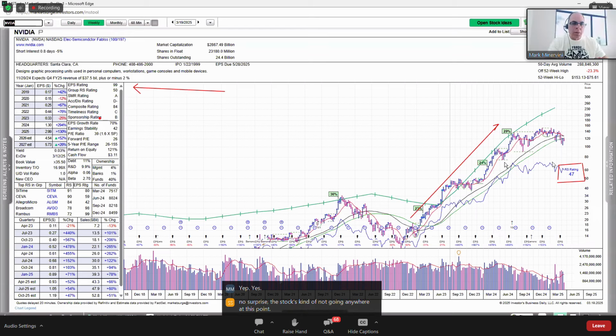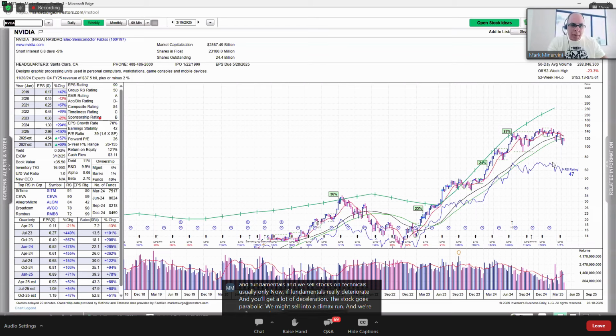General rule of thumb, Scott, that both David Ryan and myself have is that we buy stocks on technicals and fundamentals, and we sell stocks on technicals, usually only. Now, if fundamentals really deteriorate and you get a lot of deceleration and the stock goes parabolic, we might sell into a climax run, and we're selling good technicals and the fundamentals would deteriorate. But most of the time, the fundamentals will lag the price. The price will discount. It's just the way it works. We've studied the stocks going all the way back to the late 1800s, and it hasn't changed, and I don't think it's going to change. So that's why the technicals are really important.